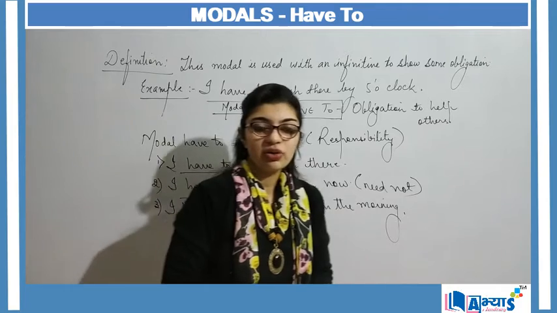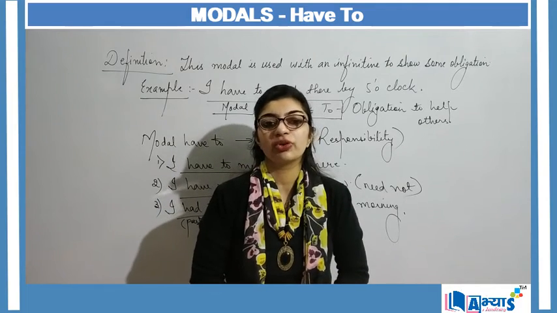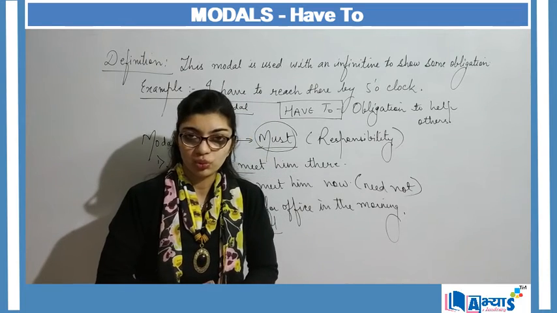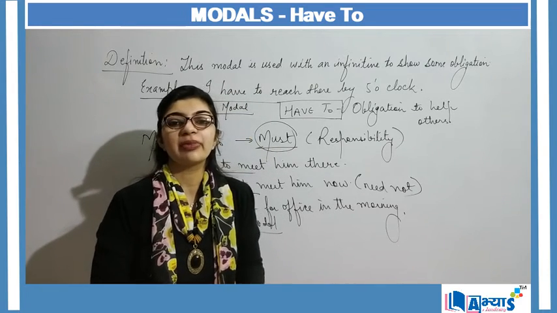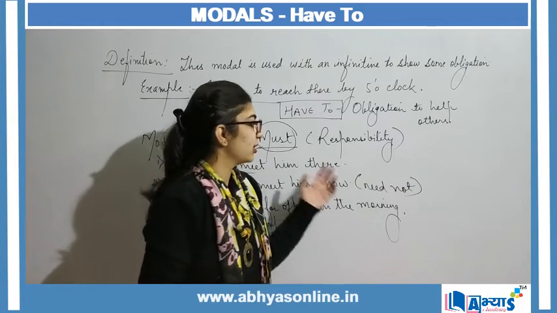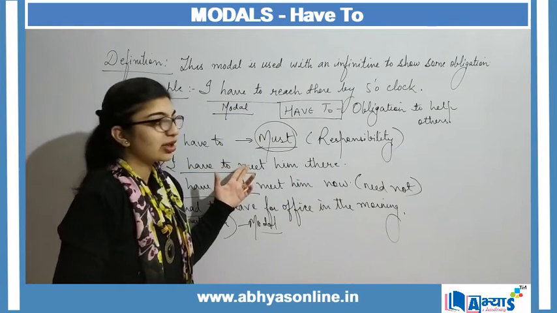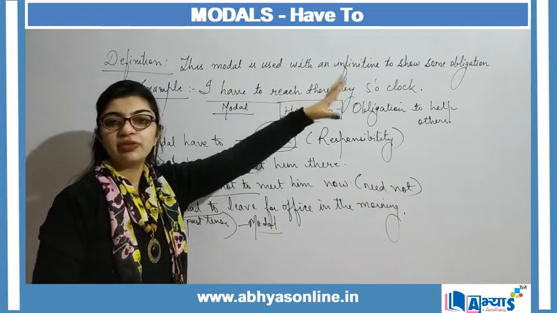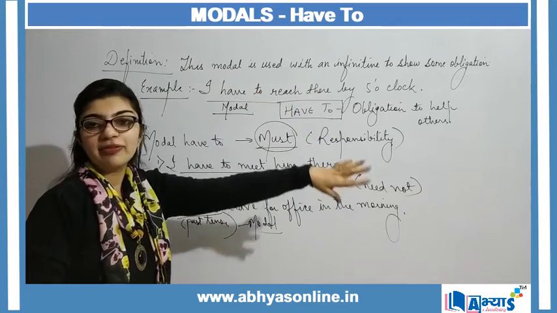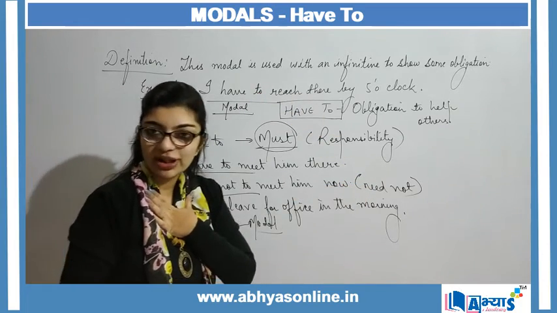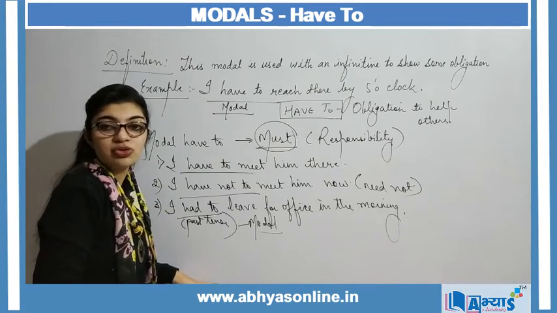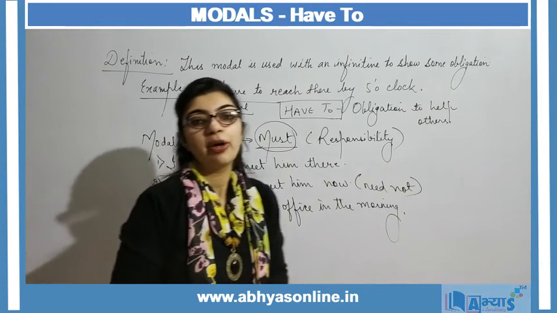So in this video, we have studied about modals, and specifically we have focused on the modal have to. Have to is used to show some kind of obligation towards someone, and have to can also be used as must. Have to is used with an infinitive. The example was, I have to reach there by 5 o'clock, so this was my obligation. We also implemented various other examples of have to understand this modal more clearly.